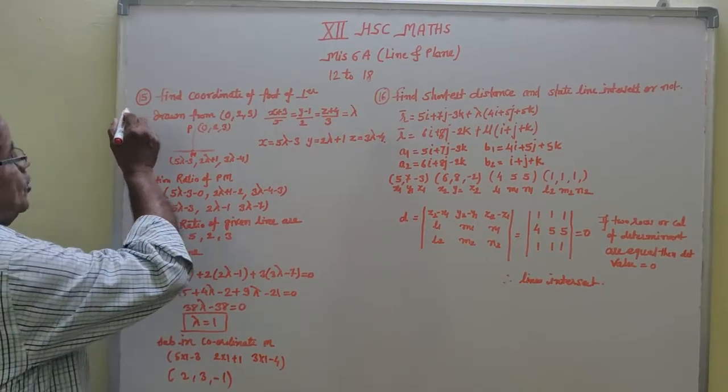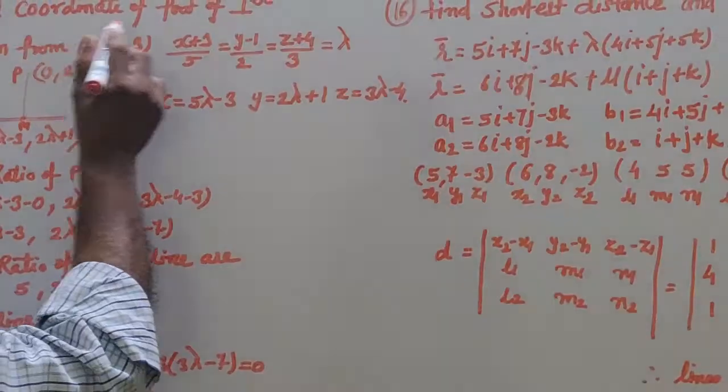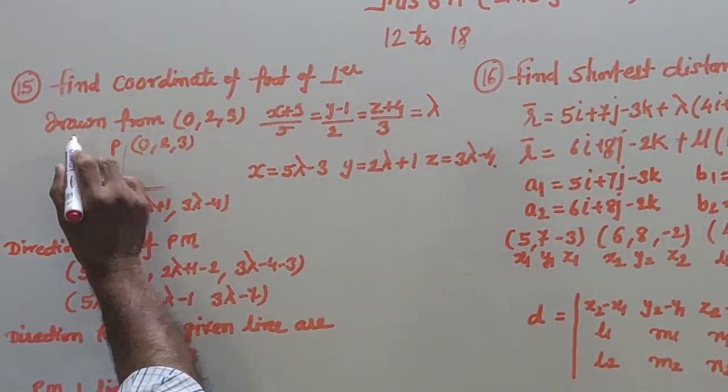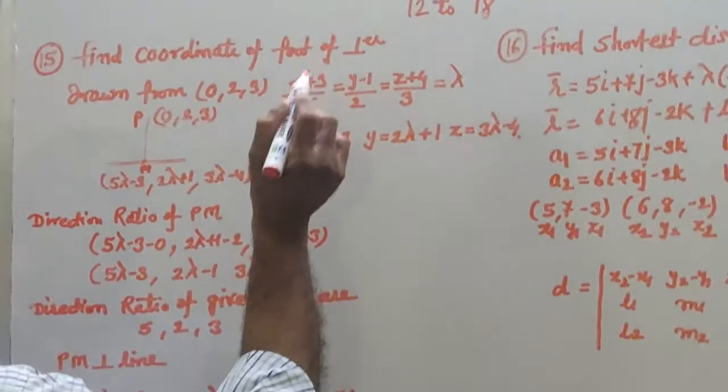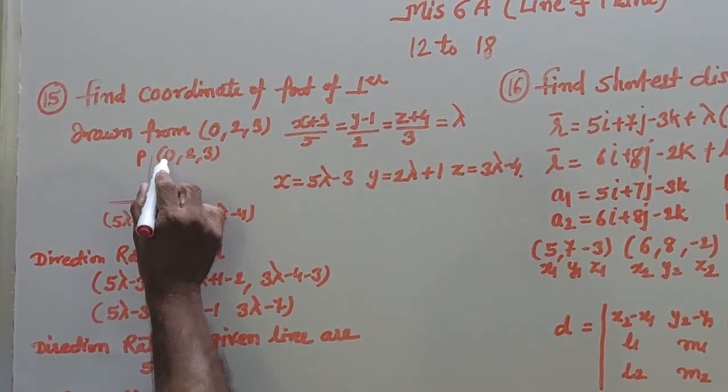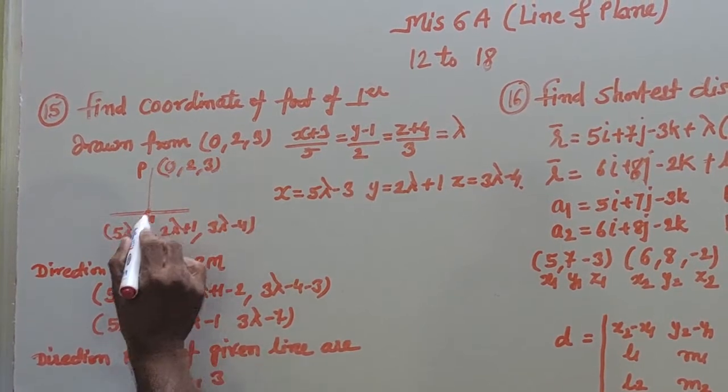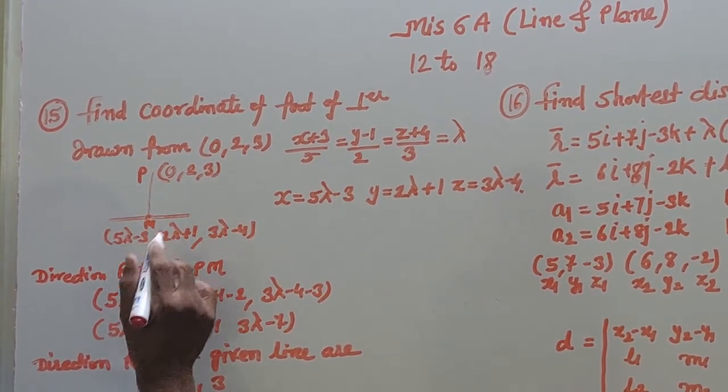We are going to solve problem number 15. Find the coordinate of foot of perpendicular drawn from 0, 2, 3 and the equation of line is given. The coordinates of P are 0, 2 and 3. The coordinate of M you have to find out.